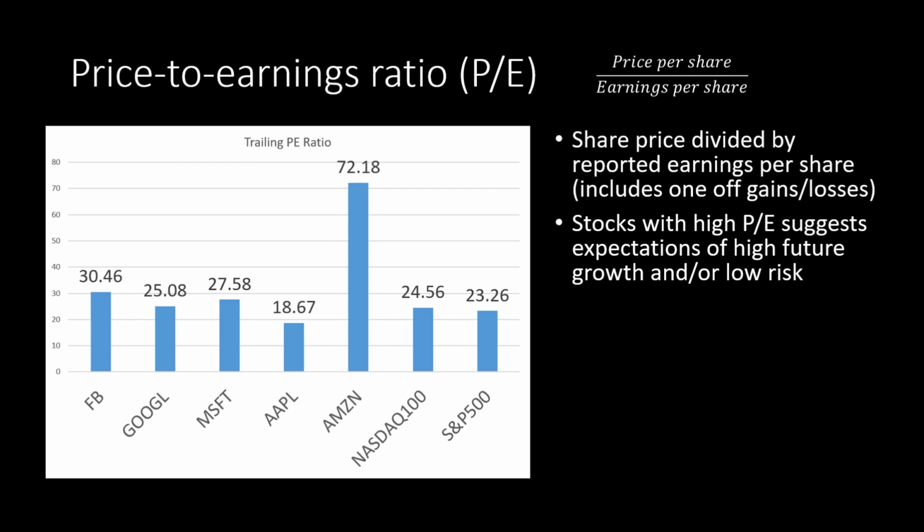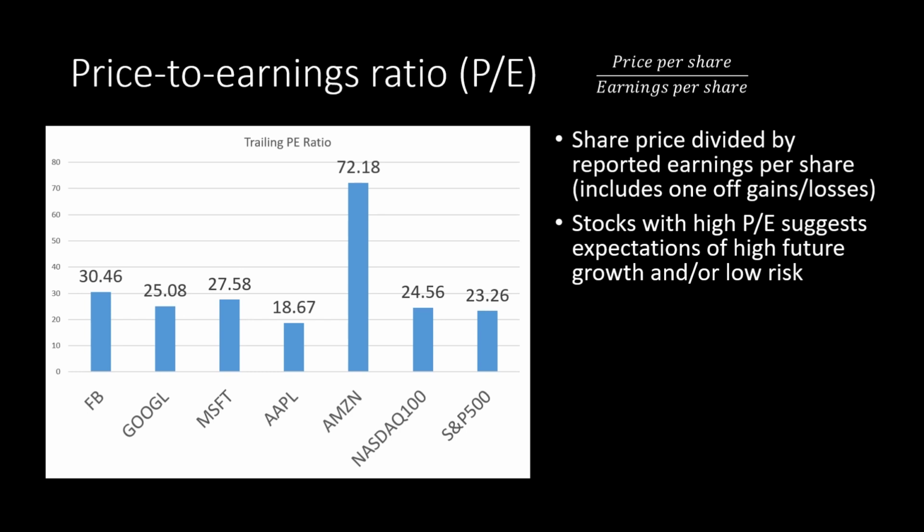So stocks with a high PE suggest that future expectations are high and/or there's a low risk in that business as well. Lower risk stocks tend to have higher PE ratios because their earnings are more sustainable and their business model is harder to compete against. Otherwise, it could also mean that there's high future growth. So for example, if we look here, Amazon looks like it will have the highest growth out of the 5 companies.